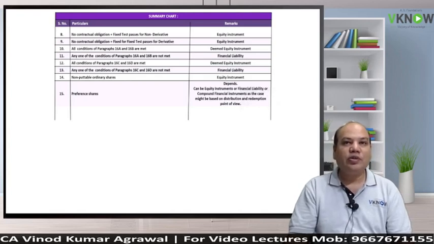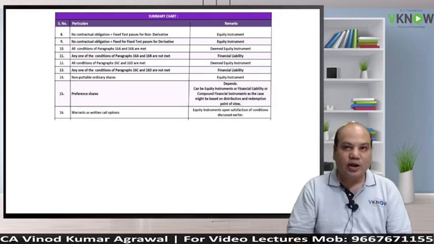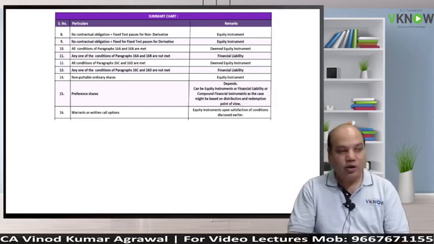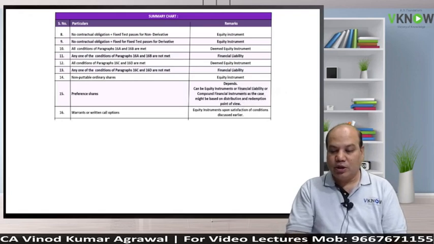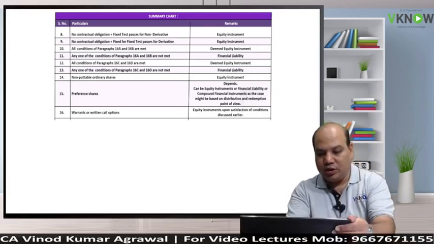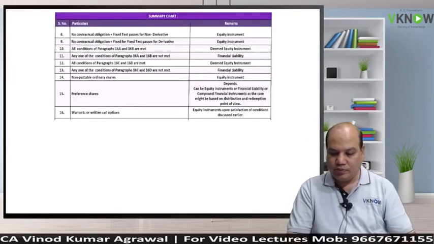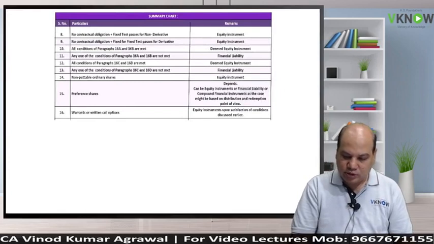Non-putable ordinary share, always equity instrument. Preference share depends on whether it is a financial liability or equity, it will vary according to the terms and condition of the issue. For that preference share, we already had a chart in our book. Then warrants or written call option will be treated as equity instrument. Is it right? So up to this we have discussed.